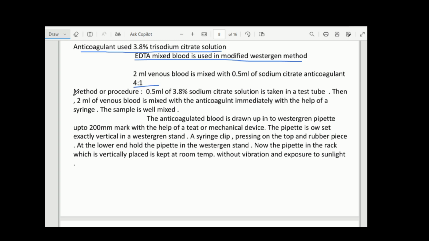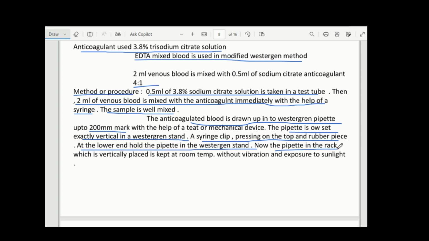Now come to the procedure. 0.5 ml of the citrate solution is taken in the test tube. Then 2 ml of venous blood is mixed with this anticoagulant immediately with the help of a syringe. The sample is well mixed. Now the anticoagulated blood is drawn up into the Westergren pipette up to the 200 mark. The pipette is set exactly vertically in a Westergren stand, with a rubber piece at the lower end to hold the pipette.